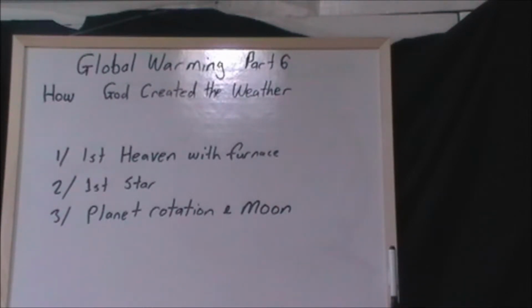So we're going to go through a process and we're going to look at how the planets were created by God. The first planet, Heaven, and just what happened when God tried to introduce certain things into the environment.